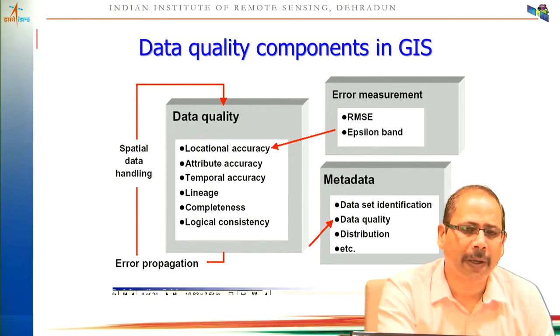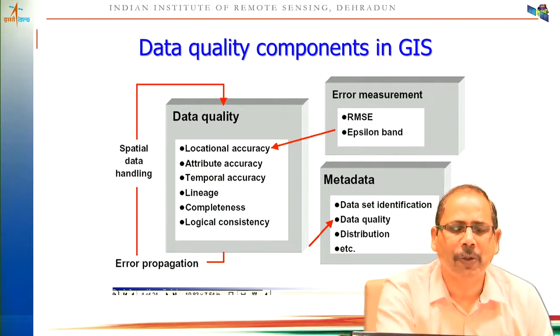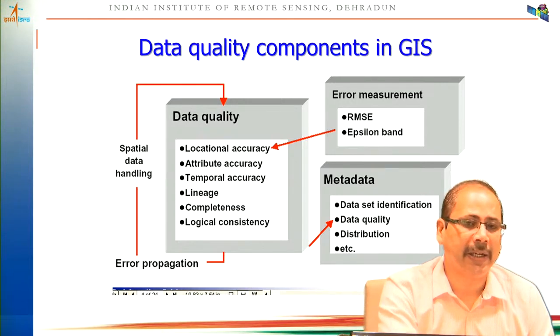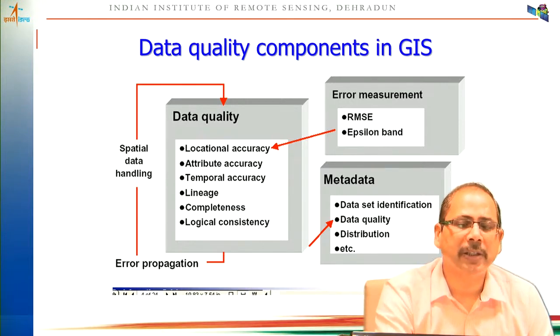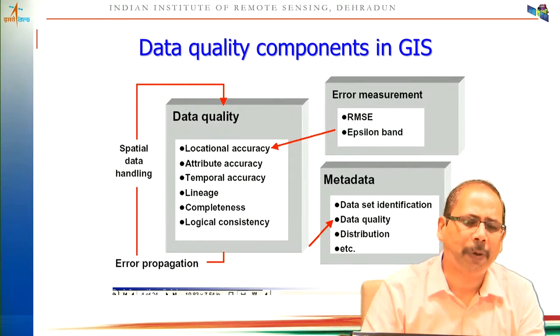Generally people miss this point, and this information is nowhere recorded in the database. When we are creating geospatial data, if time stamping is not there, then this data is not considered quality data or standard data. Then the next point is temporal accuracy.